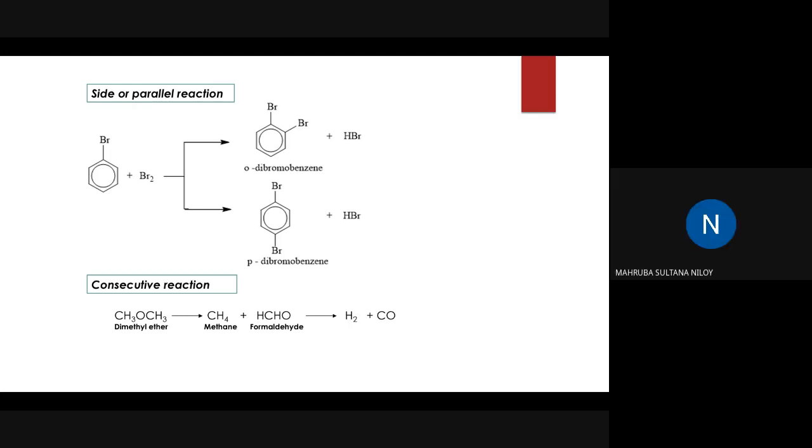Okay, then what happened in the consecutive reaction? So dimethyl ether reacted and made some intermediate products like methane and formaldehyde, and those two reacted into hydrogen and carbon monoxide. Okay, great. Is it clear to all? So methane and formaldehyde are the intermediate step, right?